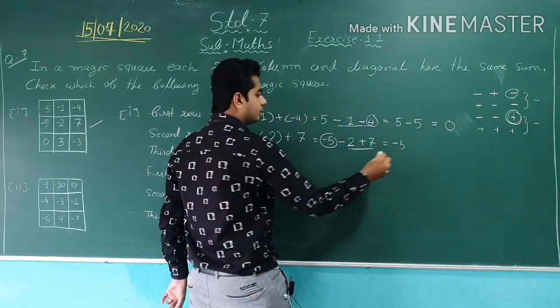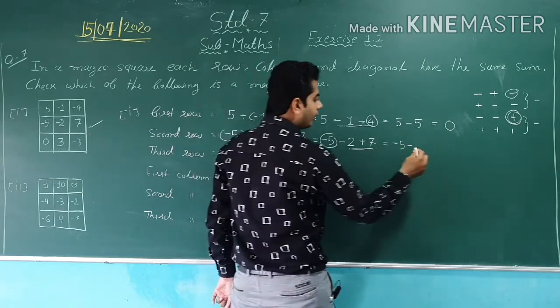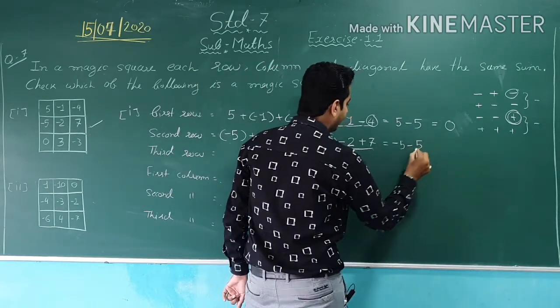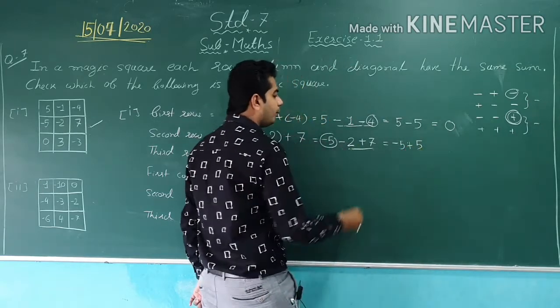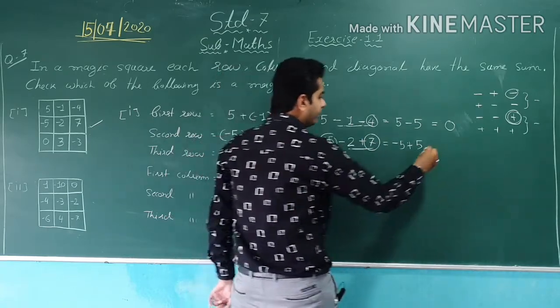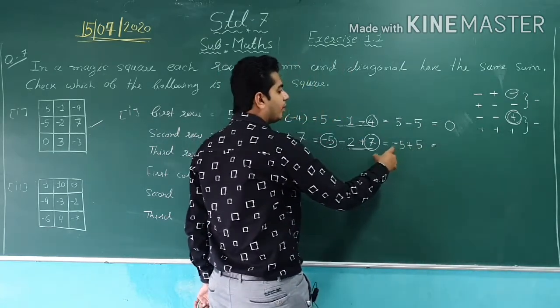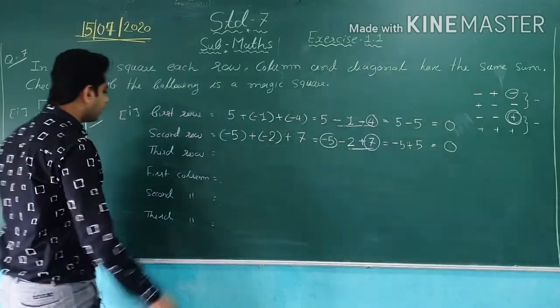Now these two terms, 7 minus 2. 7 minus 2 is what? It is also 5. But the sign here is positive. Why positive? Because the bigger digit has a positive sign. That's why. So now again plus 5 minus 5 is what? 0. Easy.